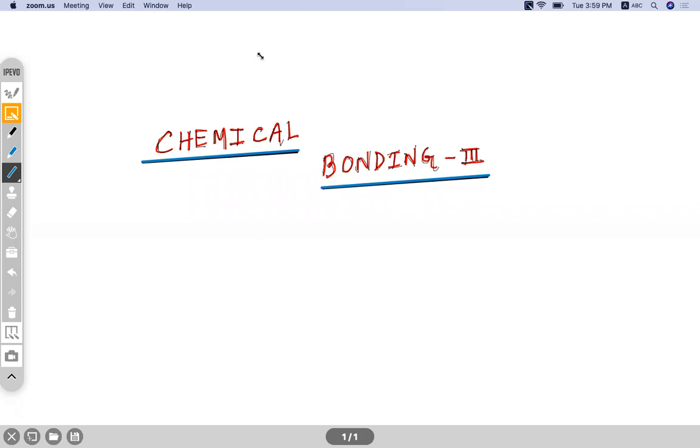So guys, let's start with the session. Last class we could not have the last class, so I'll plan to have a compulsory class for that. Last class we stopped at hybridization. We discussed how VBT, valence bond theory, could not explain the bonding of CH4, and then I said that we got a new theory, and that is hybridization. Today we are going to start what is hybridization and how to find out hybridization.